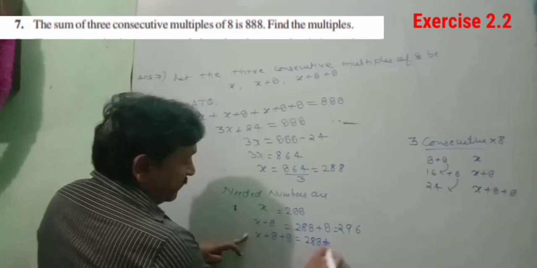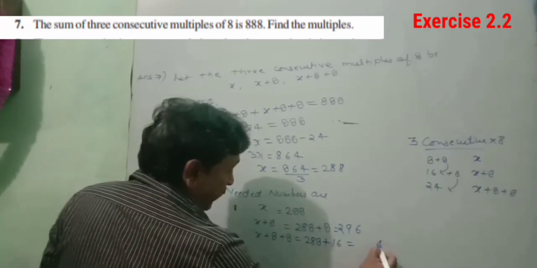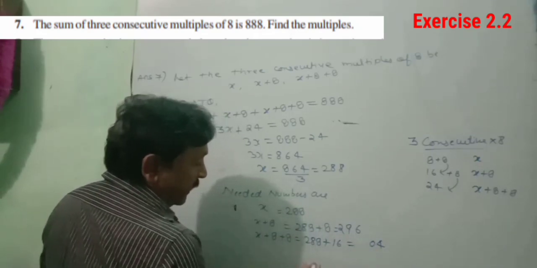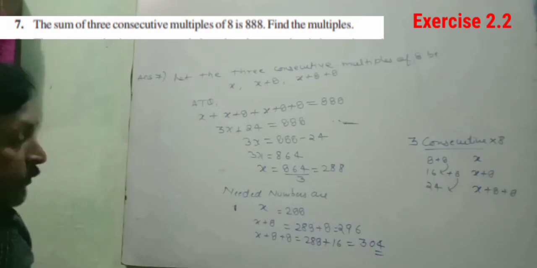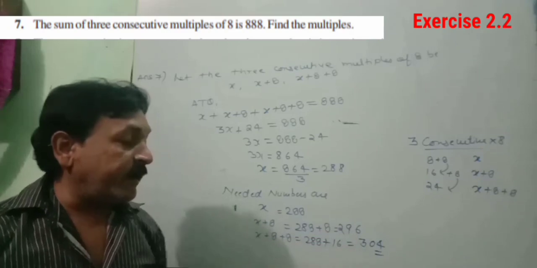288 plus 8, 16. Just add them. 8 plus 6, 8, 9, 10, 14. 1 will go in carry. 8, 9, 10. Again 1 will go in carry. 2 plus 1, 3. So the 3 consecutive numbers which are multiples of 8 are 288, 296 and 304.